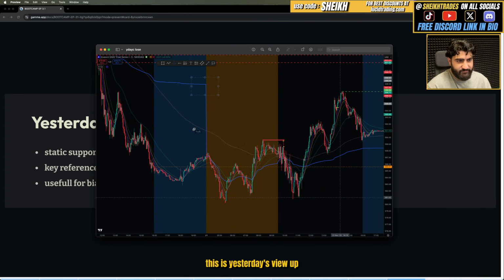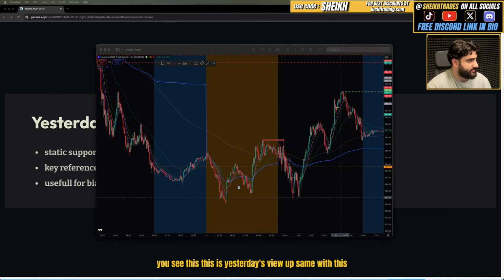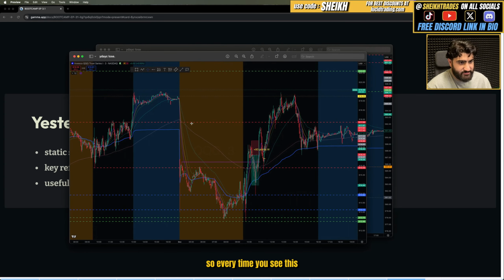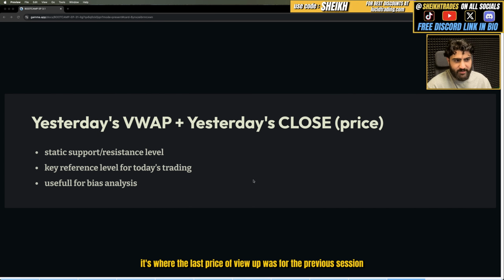This is yesterday's VWAP. You see this? This is yesterday's VWAP. Same with this. So every time you see this, this is yesterday's VWAP. It's where the last price of VWAP was for the previous session.